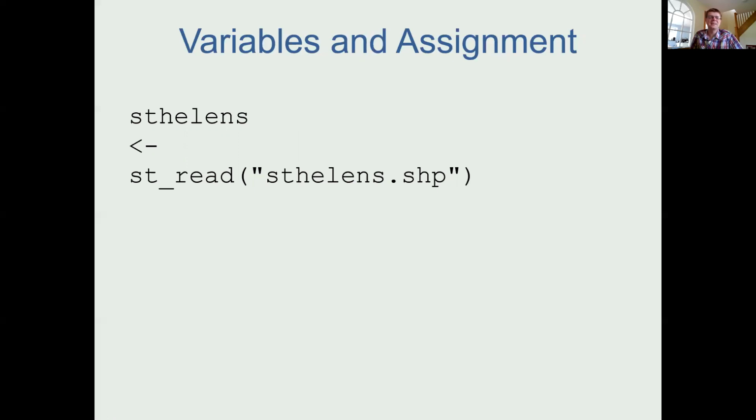R handles spatial data in exactly the same way. So we might have a variable called St. Helens, and we're going to store a shapefile of the St. Helens area. We use the same assign-to symbol, so less than and hyphen. And then we have this function, st_read. This is a function that says, take this file name and read it into R. The file name here is sthelens.shp. That will look for sthelens.shp in your working directory and read it into R.